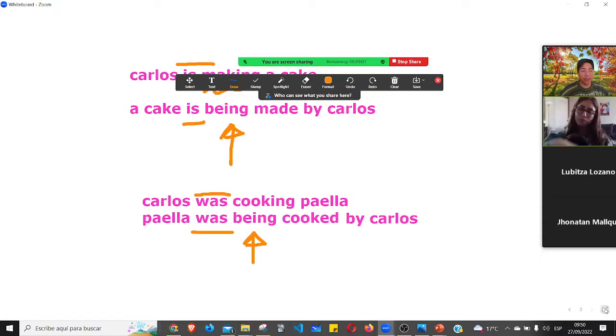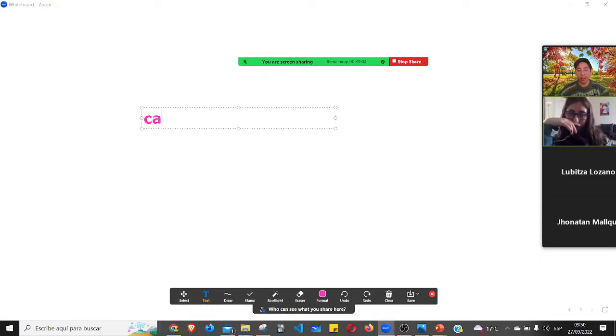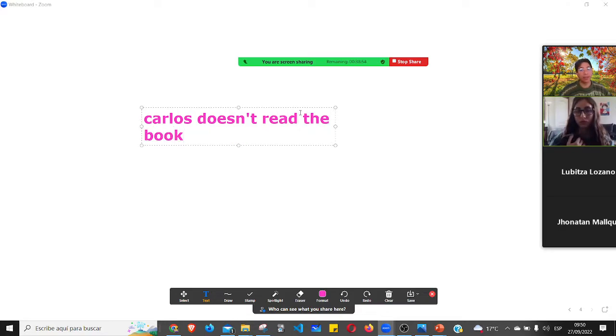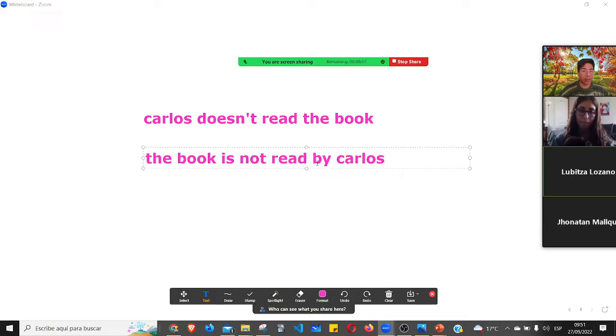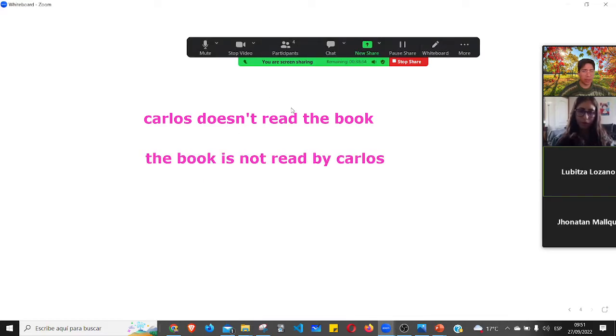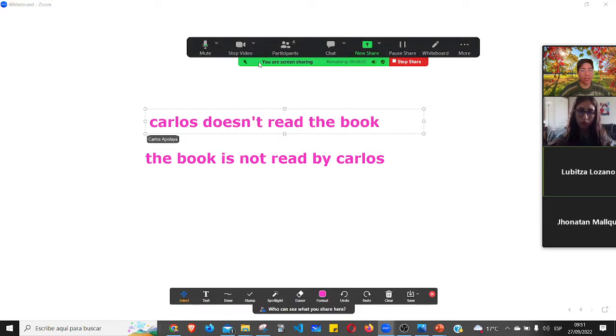For example, imagine that we have: Carlos doesn't read the book. Look at this. Carlos doesn't read the book. This is in the present simple. The passive would be: the book is not read by Carlos. Yes, it doesn't matter here. You have "the book is not read by Carlos", even though we have "doesn't". It doesn't matter.